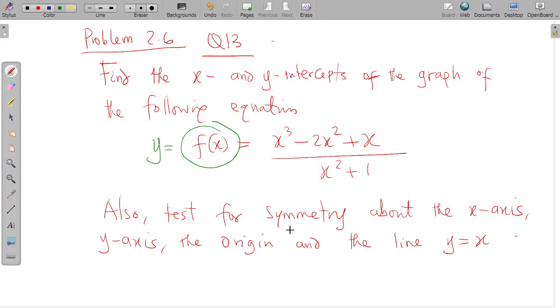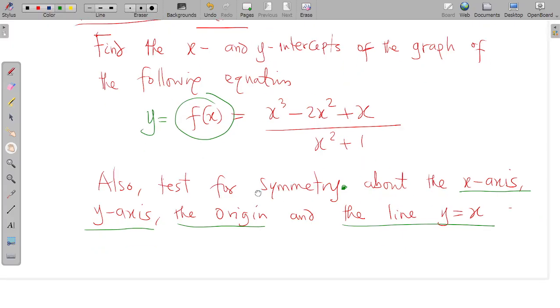Also test for symmetry about the x-axis, y-axis, the origin, and the line y equals x. They may not state these four explicitly. Sometimes the question may say, also test for symmetry, and full stop. So you are expected to test for the symmetry about the x-axis, y-axis, the origin, and the line y equals x. So please take note of that.